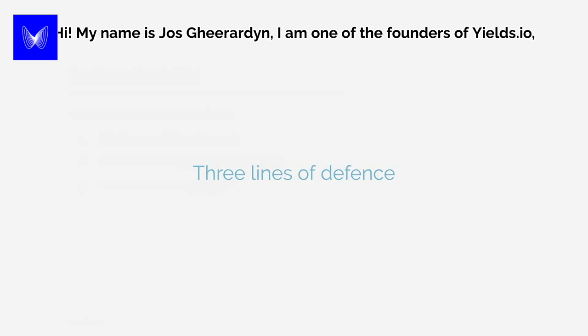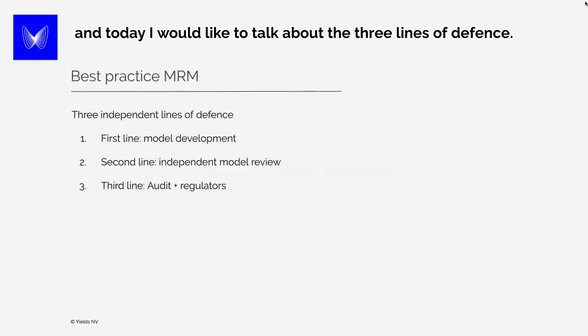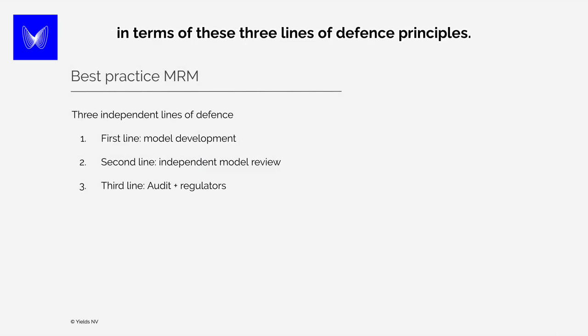I'm one of the founders of Yields.io, and today I would like to talk about the three lines of defense. Organizations that want to put in place best practice model risk management should organize their teams in terms of these three lines of defense principles.